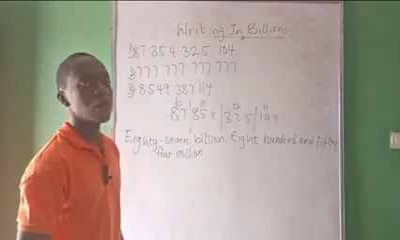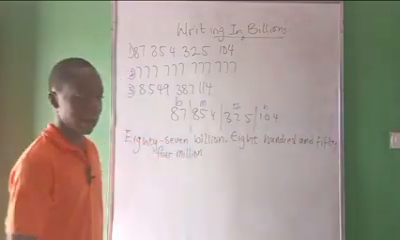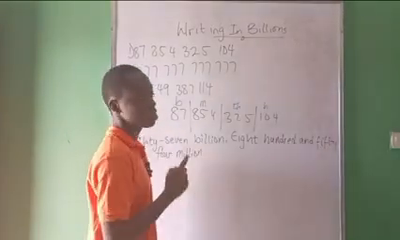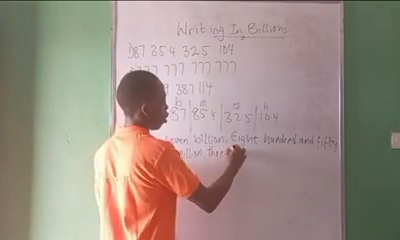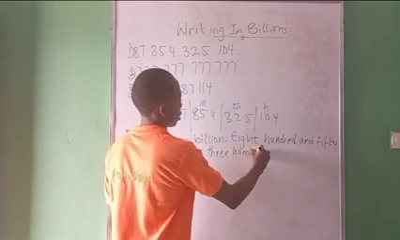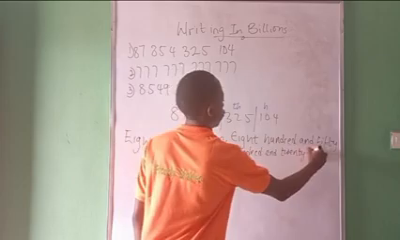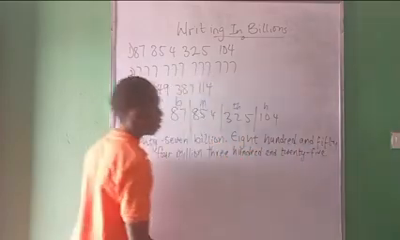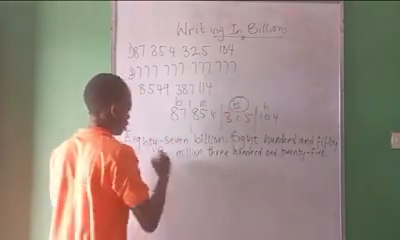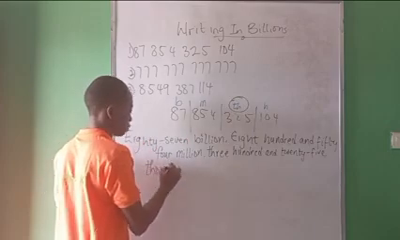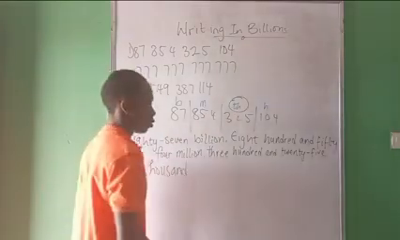Now, under the thousands, how many numbers do we have? 325. We have 3 numbers, and so what is 325 in words? 325. What is the label of the group? We have 1,000, so 325,000.